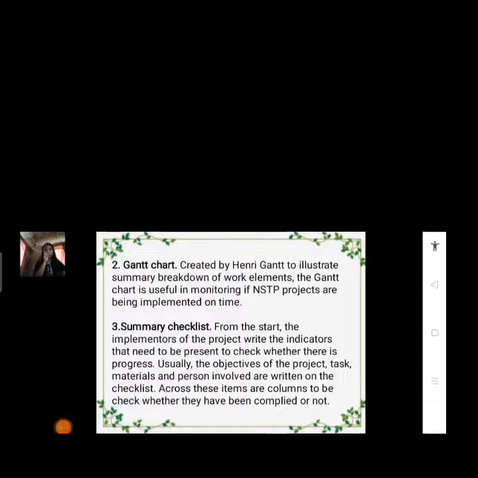2. Gantt chart, created by Henry Gantt to illustrate a summary breakdown of work elements. The Gantt chart is useful in monitoring whether NSTP projects are being implemented on time. 3. Summary checklist. From the start, the implementers of the project write the indicators that need to be present to check whether there is progress. Usually, the objectives of the project, task, materials, and persons involved are written on the checklist. Across these items are columns to be checked whether they have been complied with or not.